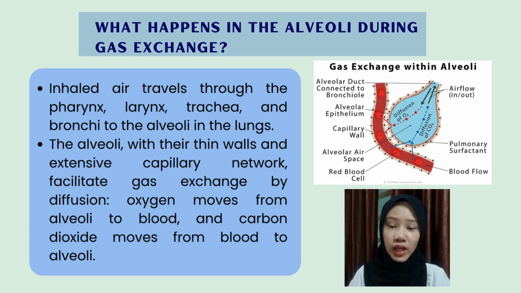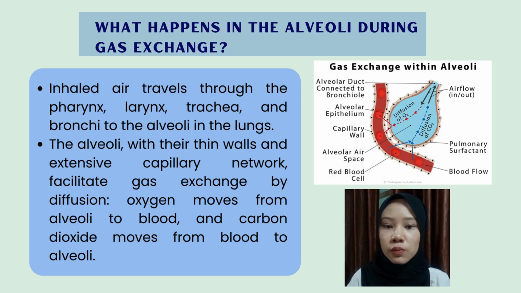So, what happens in the alveoli during gas exchange? Every time we breathe in, the inhaled air travels down the pharynx, larynx, and trachea into the bronchi, entering the lungs through the bronchioles to reach the alveoli. The alveoli are adapted for gas exchange with a large surface area, with each alveolus having a one-cell thick wall and numerous capillaries covering it.